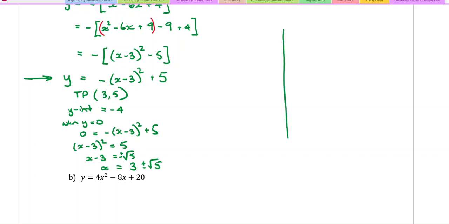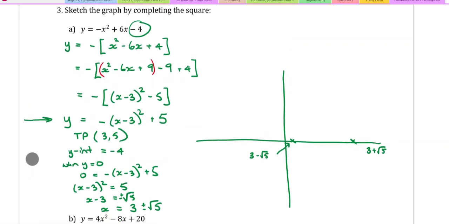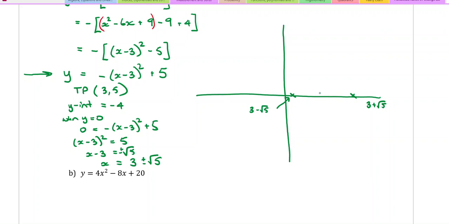All right, what is this going to look like? Now, we have to keep it exact on our diagram, but 3 plus root 5 is approximately 5.2. So that is 3 plus root 5, and 3 minus root 5 is about 0.8. So that one there is 3 minus root 5. The turning point was at 3, 5. So in the middle of that, 3, 5 will be about there.